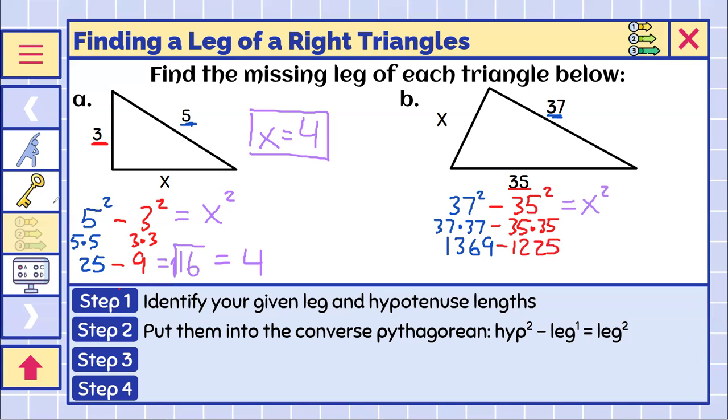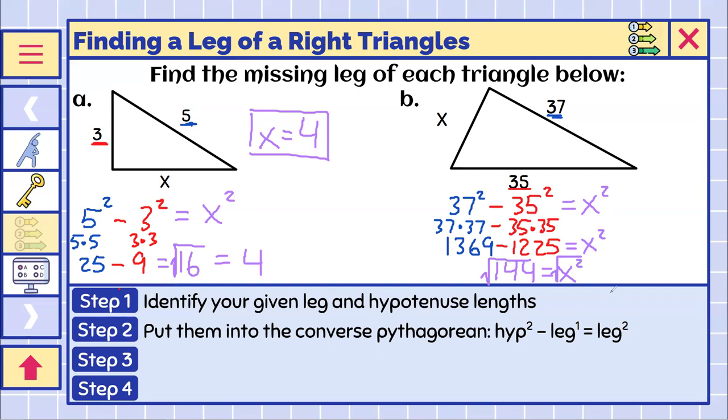So if we put that in, I'm going to now subtract them. So 1,369 minus 1,225, I get 144. And remember, the whole idea is this is supposed to equal x to the power of 2. Meaning, to find out what x is, I've got to find the root. Or I'm asking myself, what number times itself gives me 144?